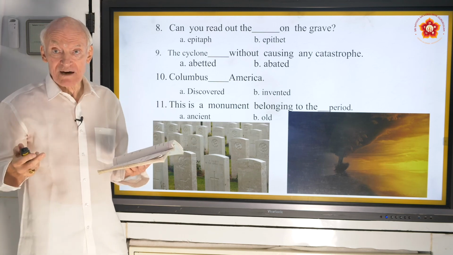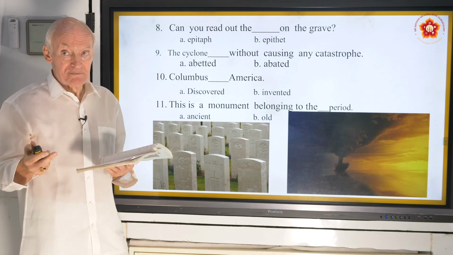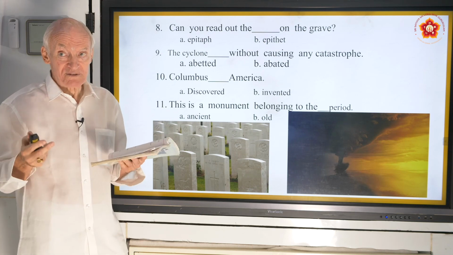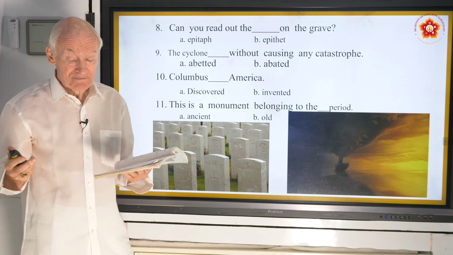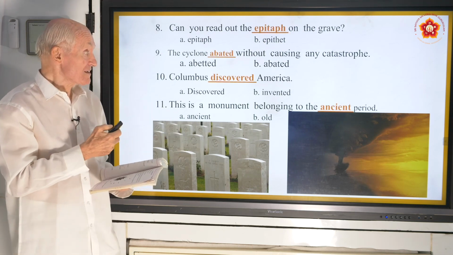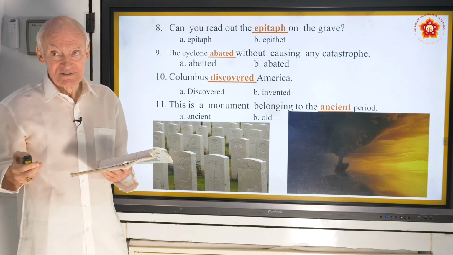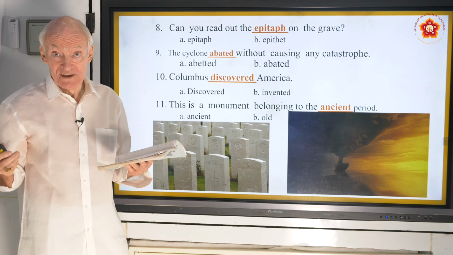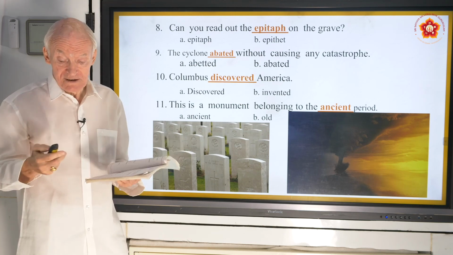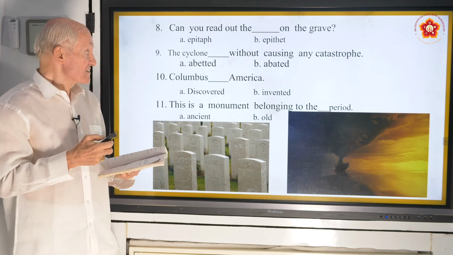Abetted means to help out. Abated means stop. So in this case, we have to use abated, which means stop. Let's see if we're right. The cyclone abated without causing any catastrophe, probably thanks to prayers the people had to close down this cyclone. Let's go to Columbus.